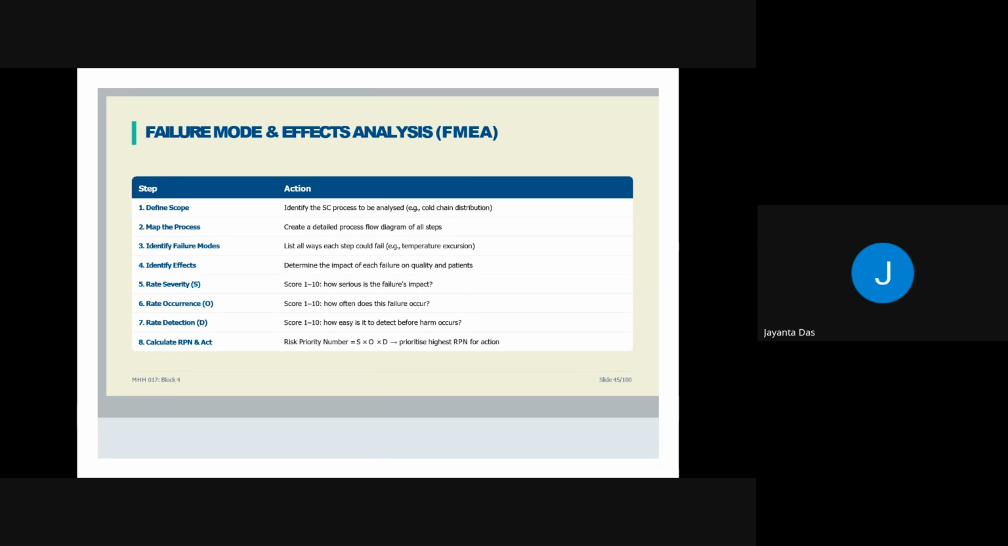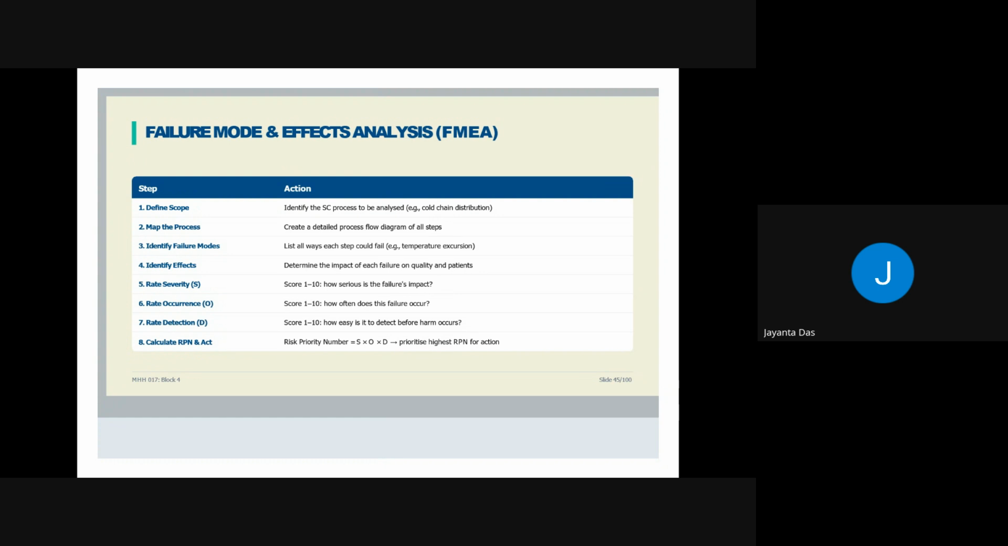So failure mode and effects analysis steps are: define scope, that is identify the supply chain process to be analyzed, that is cold chain distribution; map the process; identify failure modes, that is list all the ways each step could fail; identify effects; rate severity, rate occurrence, and rate detection. So these are again to be scored on a 1 to 10 scale.